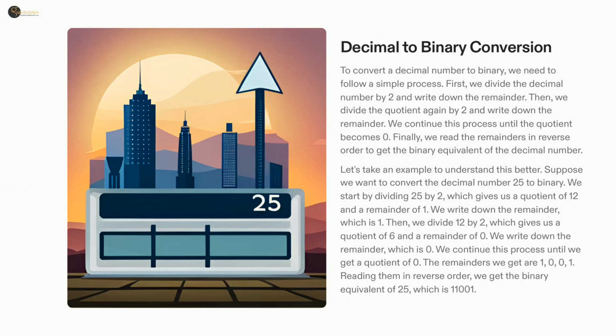Dividing 25 by 2 to obtain a remainder of 1. The quotient is 12 and dividing this by 2 yields a remainder of 0. Repeating the same steps until the quotient is 0 results in remainders of 1, 0, 0, 1. By reversing the order of these remainders, we can see that the binary equivalent of 25 is 11001.